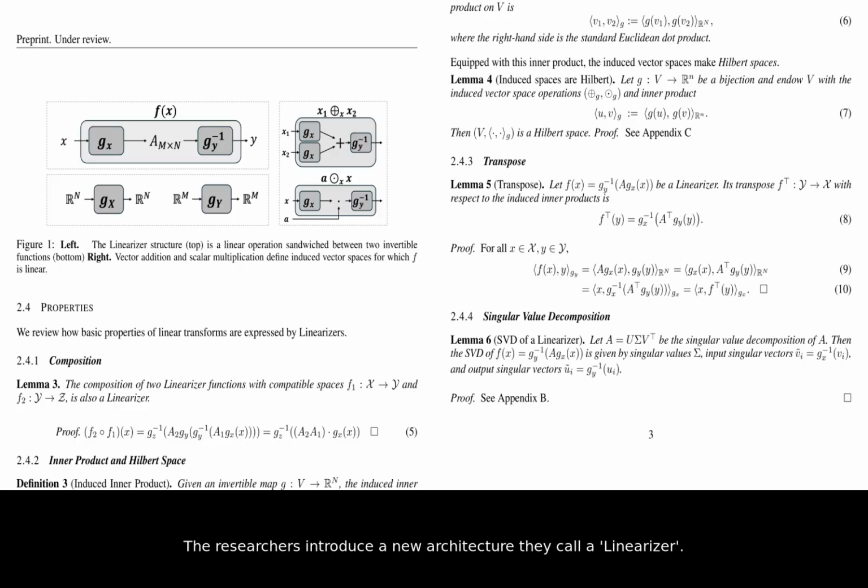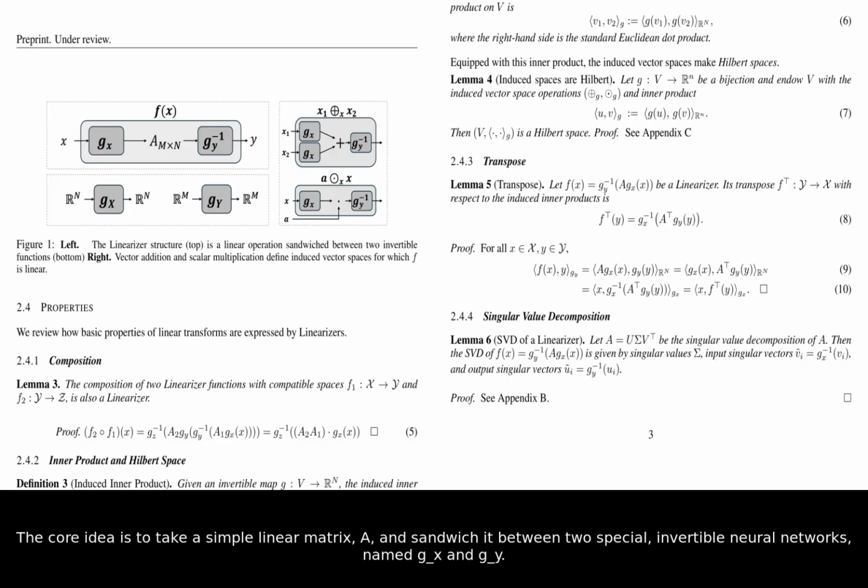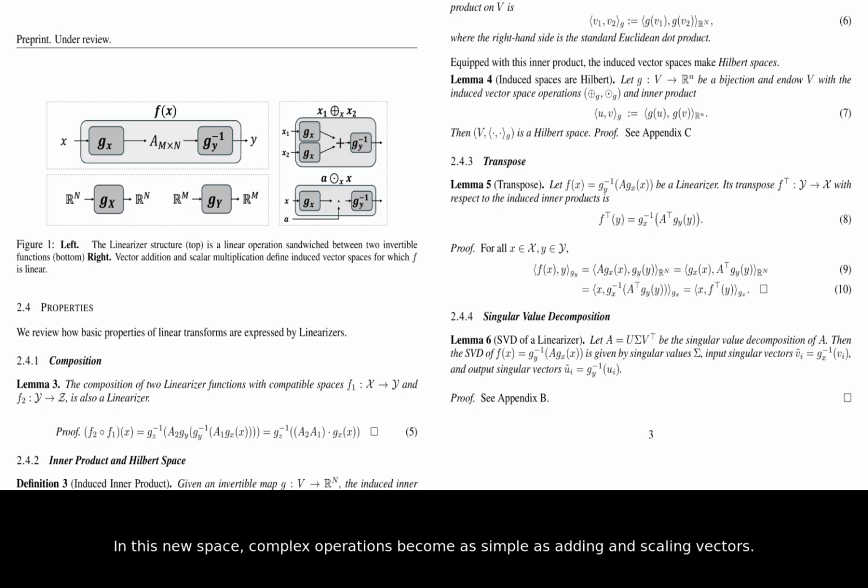The researchers introduce a new architecture they call a linearizer. The core idea is to take a simple linear matrix, A, and sandwich it between two special, invertible neural networks named G_X and G_Y. These G networks act like mathematical translators, warping the data into a new space where everything behaves linearly. In this new space, complex operations become as simple as adding and scaling vectors.